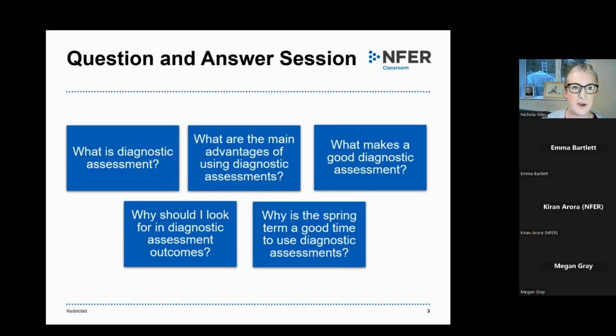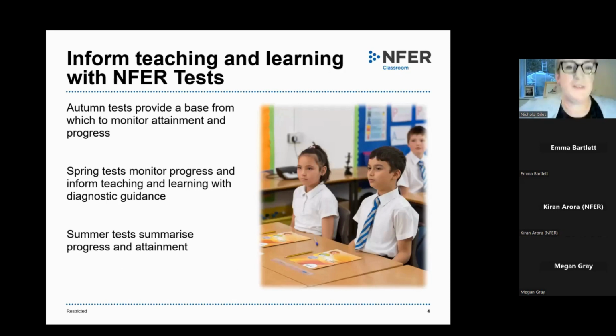Okay, so just to give that extra information: informed teaching and learning with NFER tests. Now, you might have got those autumn term tests already under way. I've just realised that picture, it's the children looking very miserable, isn't it? Rather than looking all smiley with their tests.